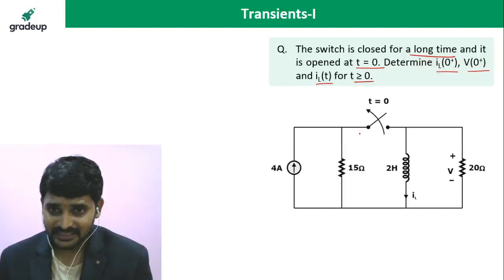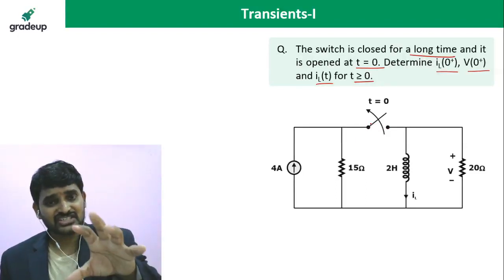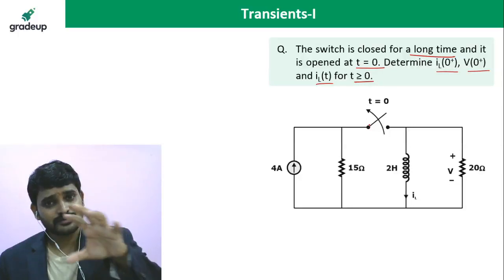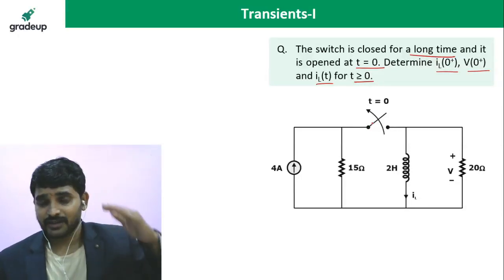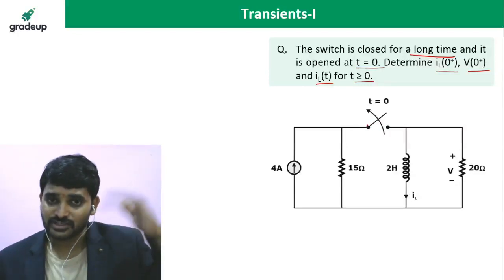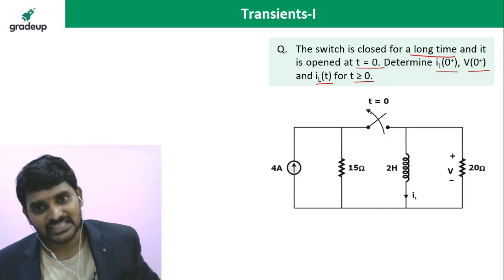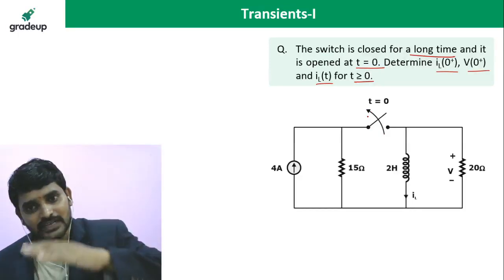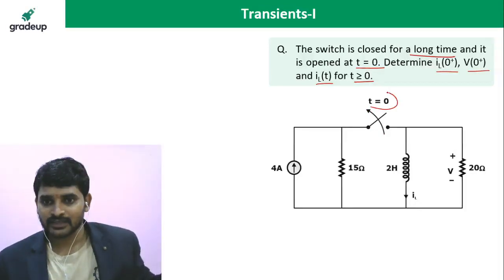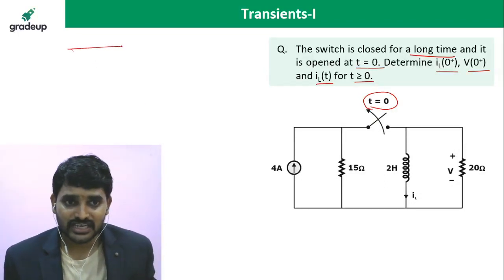He is saying that the switch is closed for a long time. Please observe the switching state. Whenever you want to do a transient problem, please observe the switching state, at what point it is closed or at what point it is opened. The arrow direction in the symbol tells you that it is opened at t equal to 0. That means at 0 seconds, at this point, it is opened.